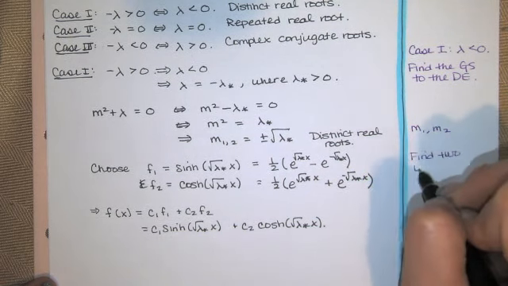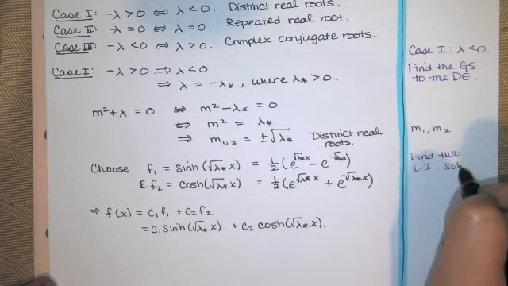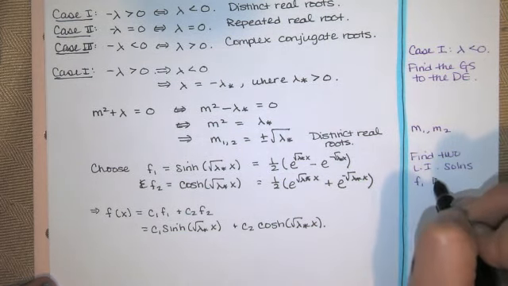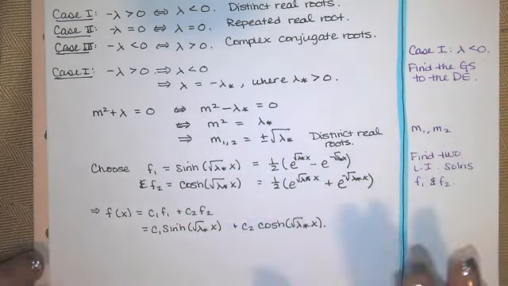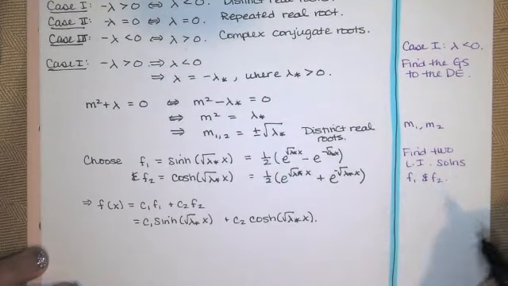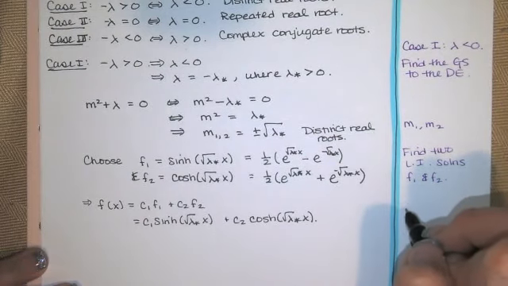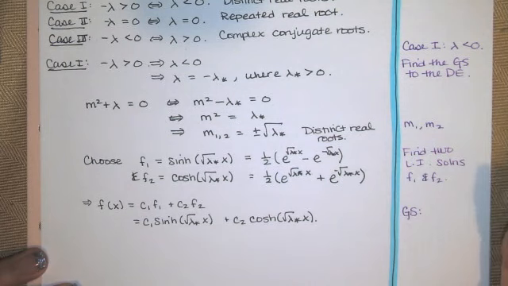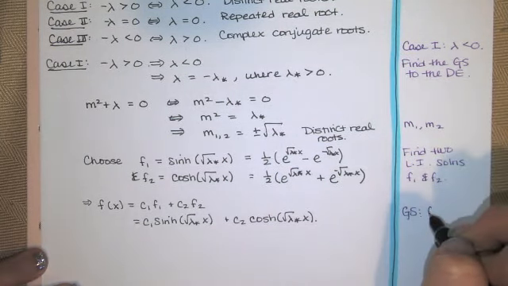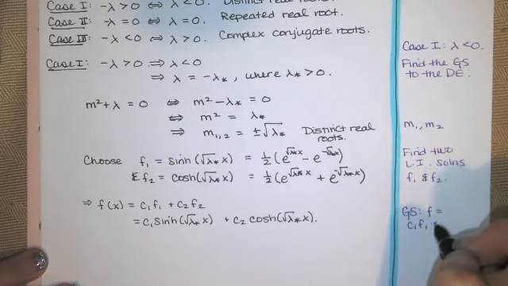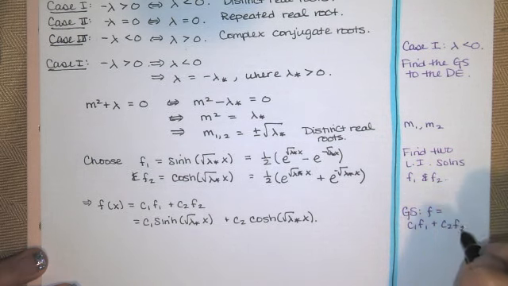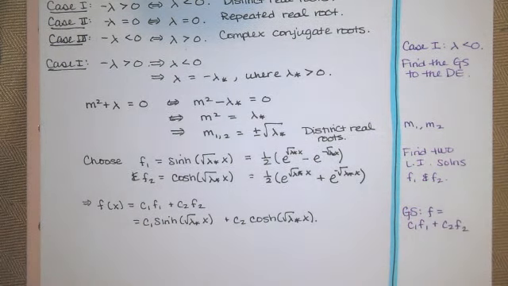Find two linearly independent solutions, F1 and F2. You can use the exponentials if you want to. I recommend using the hyperbolic functions. And then you're going to state the general solution in the case where lambda is negative. And it's just a constant times the first solution plus a constant times that second linearly independent solution.